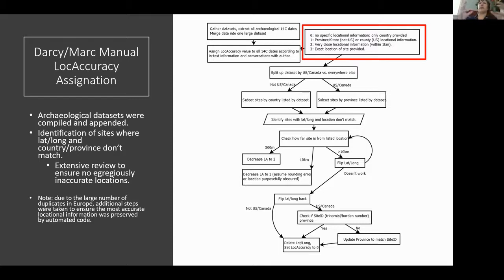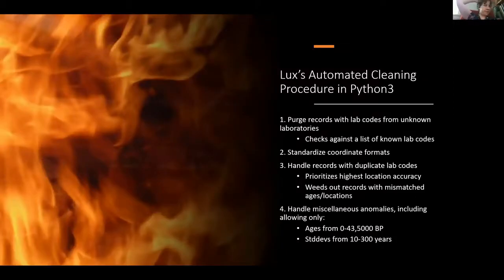the data set was in some reasonable shape, we are then able to do an automated process, which Lux is going to describe for us. Lux?